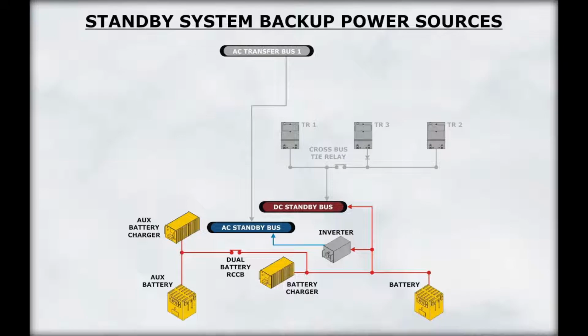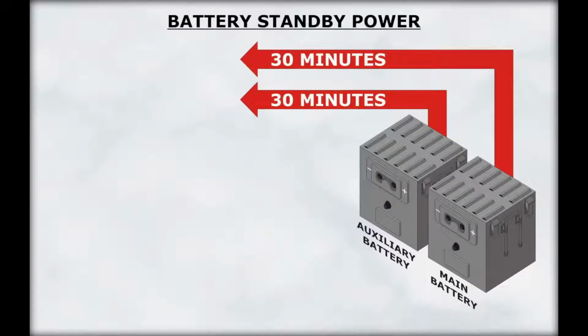If normal power is lost from the AC transfer buses, the standby system will be powered by the batteries. The AC standby bus receives power from the batteries through the static inverter. The DC standby bus is powered directly from the batteries. Two fully charged batteries can provide a minimum of 60 minutes of standby power.